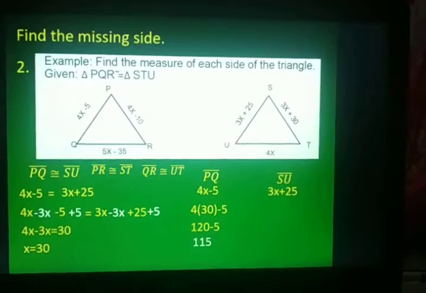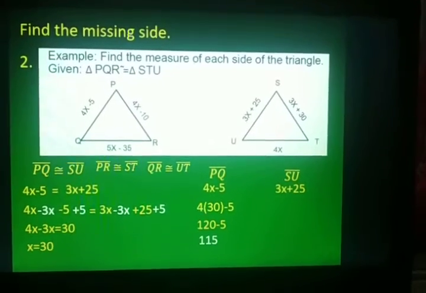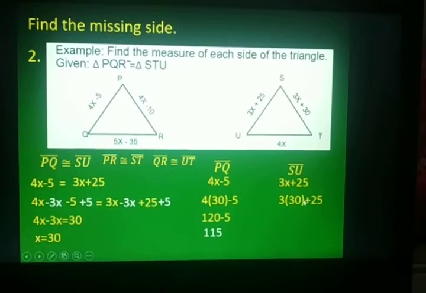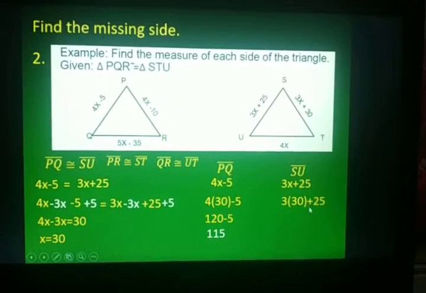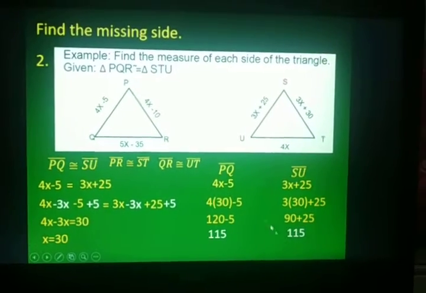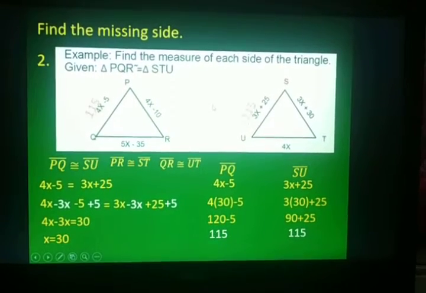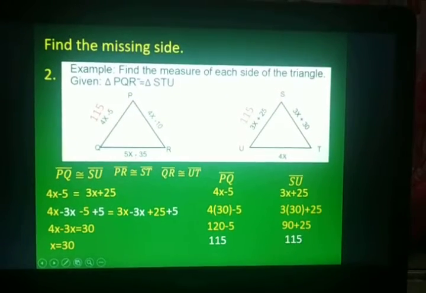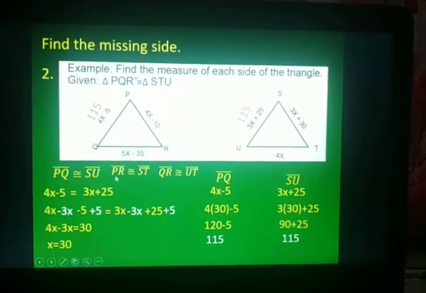So, they should be equal. Substitute now in SU. 3 times 30 plus 25. 3 times 30 is 90. Plus 25, that's 115 also. Correct. Now, this side is 115. Okay, we solved one side. Next, we will find the second one.